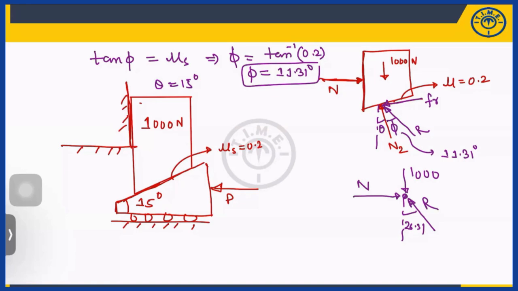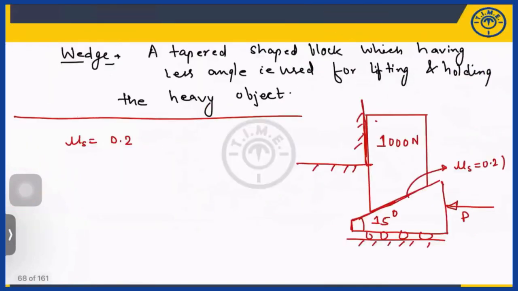Sir, here we have two angles, phi and theta, sir. I want to know what is the difference between them, sir. See, this theta is basically the inclination angle. Theta is nothing but 15 degree. So this is 15 degree. This is the normal reaction. I want to calculate this angle. This is 90, this is 90 minus theta, so this will be theta. What is this phi? Phi is nothing but the angle of friction.